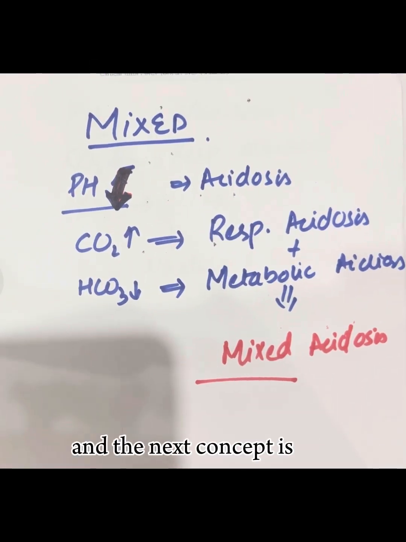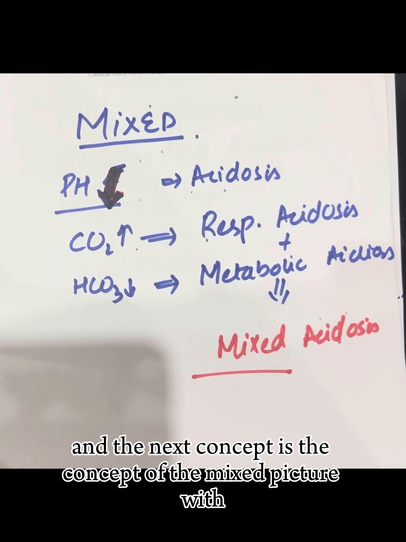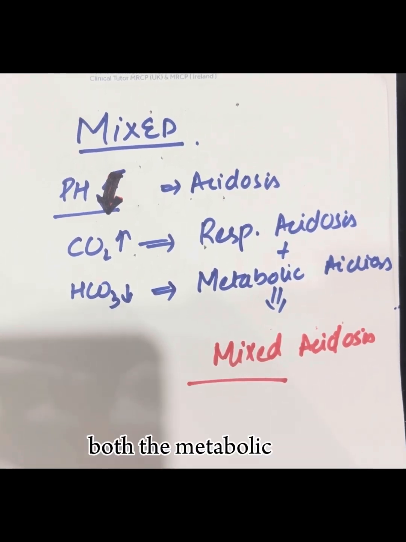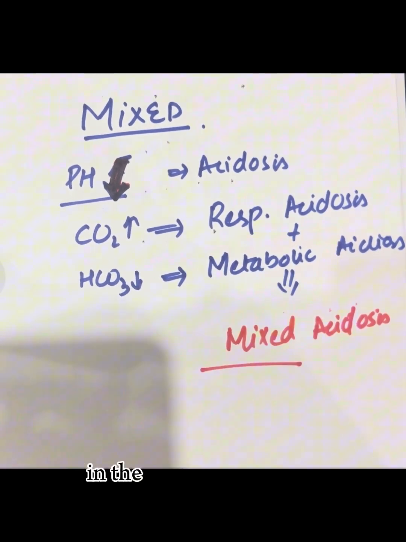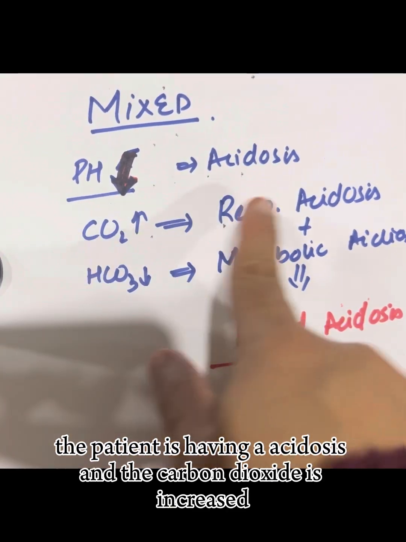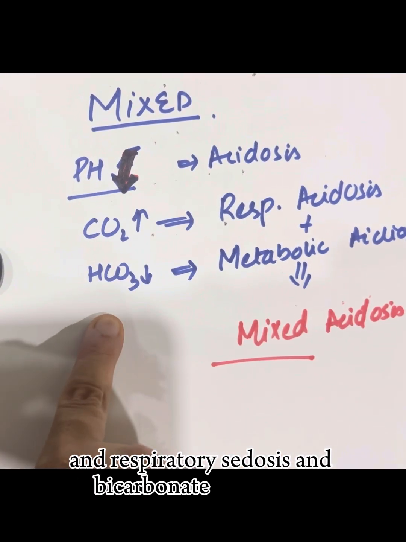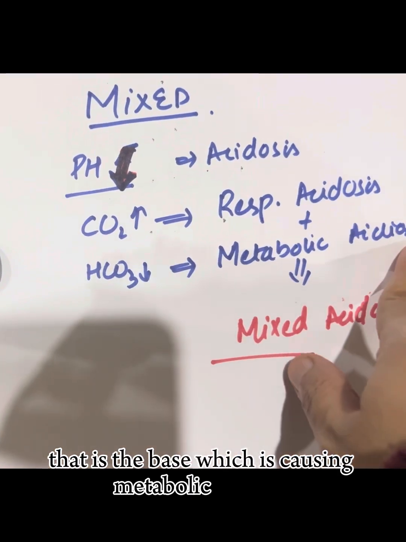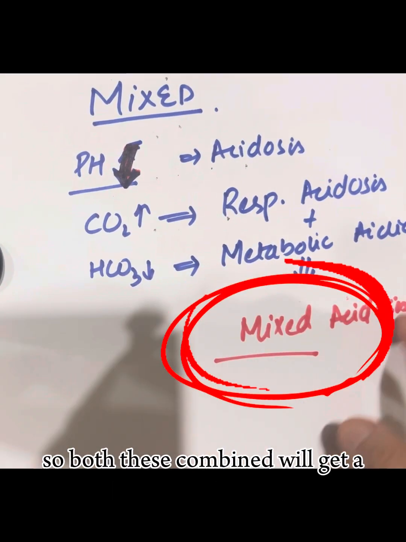The next concept is the concept of the mixed picture, in which you have to see whether both the metabolic and respiratory components are causing a specific change in the pH combined. Say the patient is having acidosis and the carbon dioxide is increased, hence respiratory acidosis, and the bicarb is decreased, that is the base, which is causing metabolic acidosis. So both these combined will give a picture of mixed acidosis.